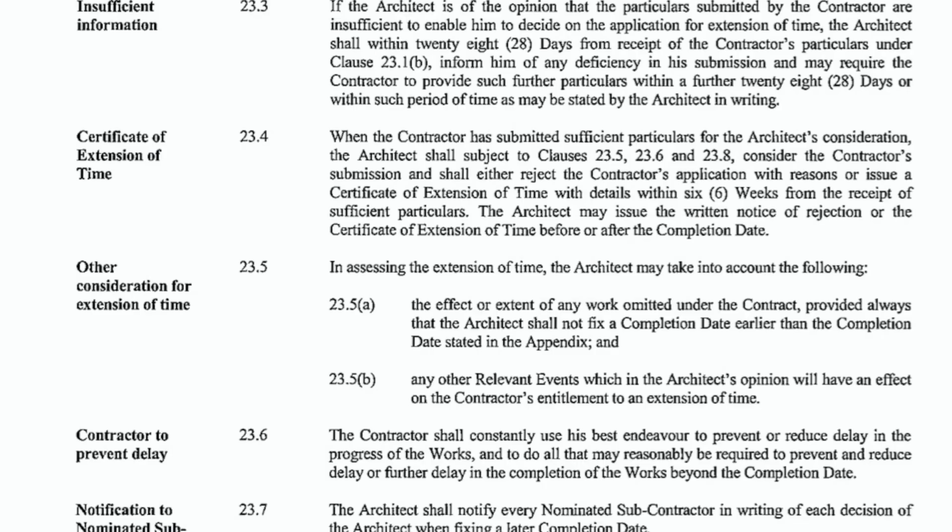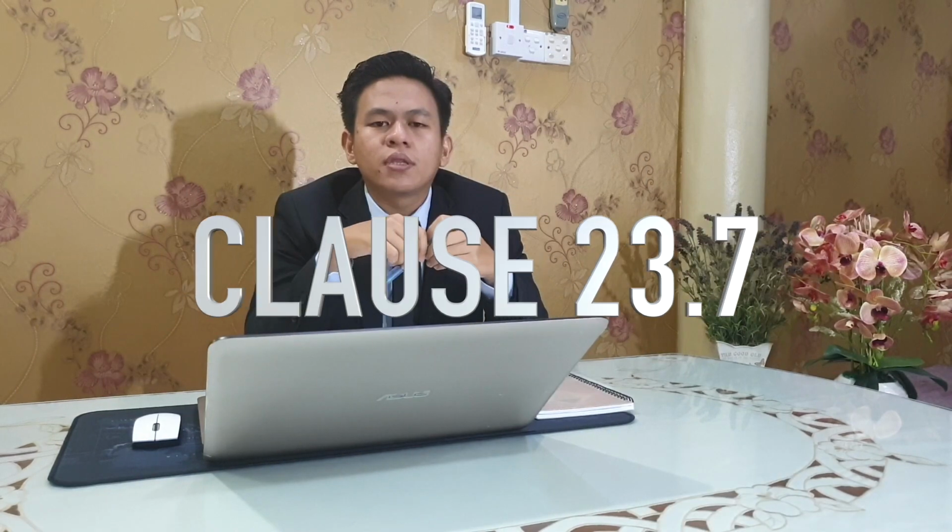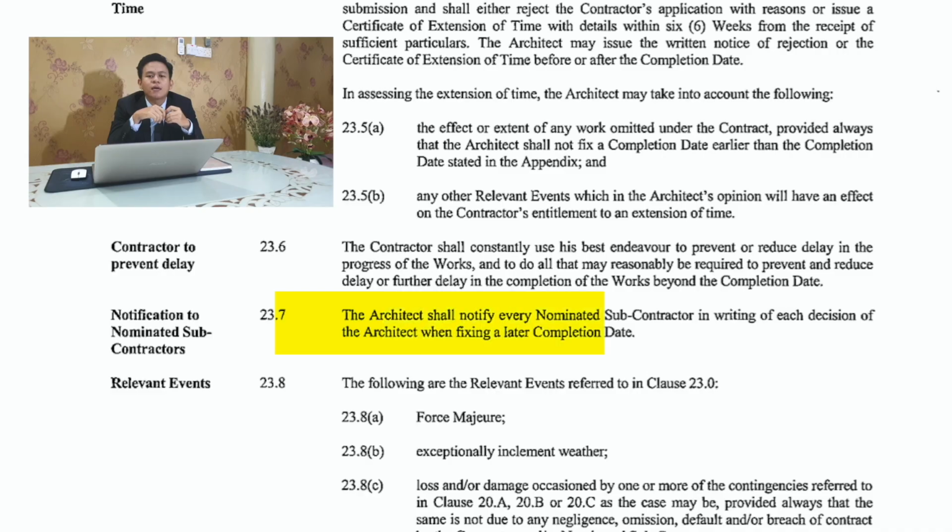After all the documents are sufficient enough, by refer to clause 23.4, the architect will make decision and issue either notice of rejection or certificate of extension of time within 6 weeks. But if the architect reject, the contractor can challenge to arbitration. Regarding to clause 23.7, the architect must notify the nominated subcontractor, if any, in writing of the approval.